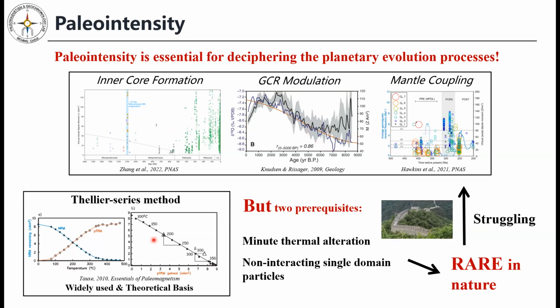Consequently, several experimental protocols have been proposed to get paleointensity data. Among them, the Thellier series method, which has a well-established theoretical basis by Louis Néel, is preferred for thermally stable and non-interacting single-domain particles. But unfortunately, samples adhering to these two prerequisites are very rare in nature. So we are still struggling to get enough authentic data to retrieve the paleointensity evolution.